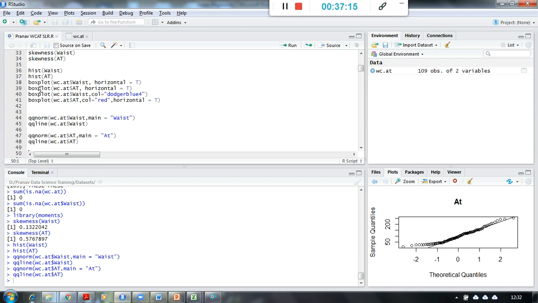Now there is another technique called box plot, just to check for outliers within waist and AT. So this is one command, boxplot. I can say WC$Waist. Horizontal equal to TRUE means, by default the box plot gets plotted vertically, but if I want to plot it horizontally, I can say horizontal equal to TRUE.